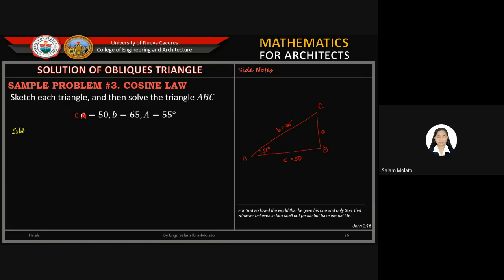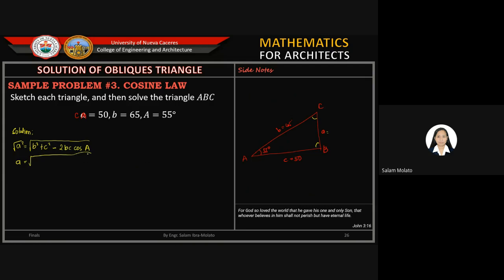Okay? So let me write the solution. So cosine law. First, let's compute for A, since we need to compute for all the missing values. So we need to compute for angle C, angle B, and A. To compute for A, by cosine law, we have A squared is equal to B squared plus C squared minus twice of the other sides, that is B times C, cosine of the opposite angle, which is A. Okay? So, getting the square root of both sides, we have A is equal to the square root.